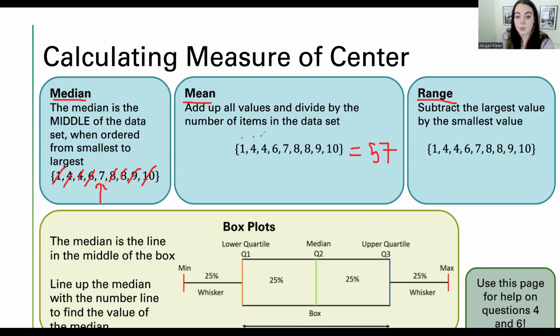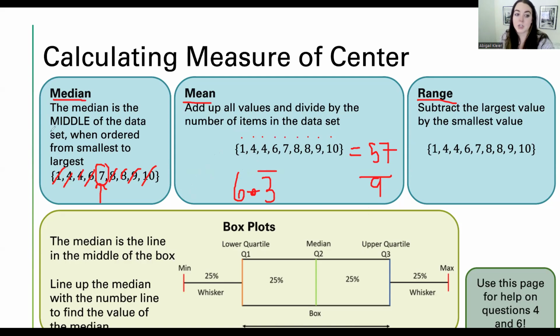So I have 1, 2, 3, 4, 5, 6, 7, 8, 9. So 57 divided by 9 gives me 6.3 repeating. So as you can see, even with the same data set, your measure of center, depending on if you're using the median or the mean, is different.